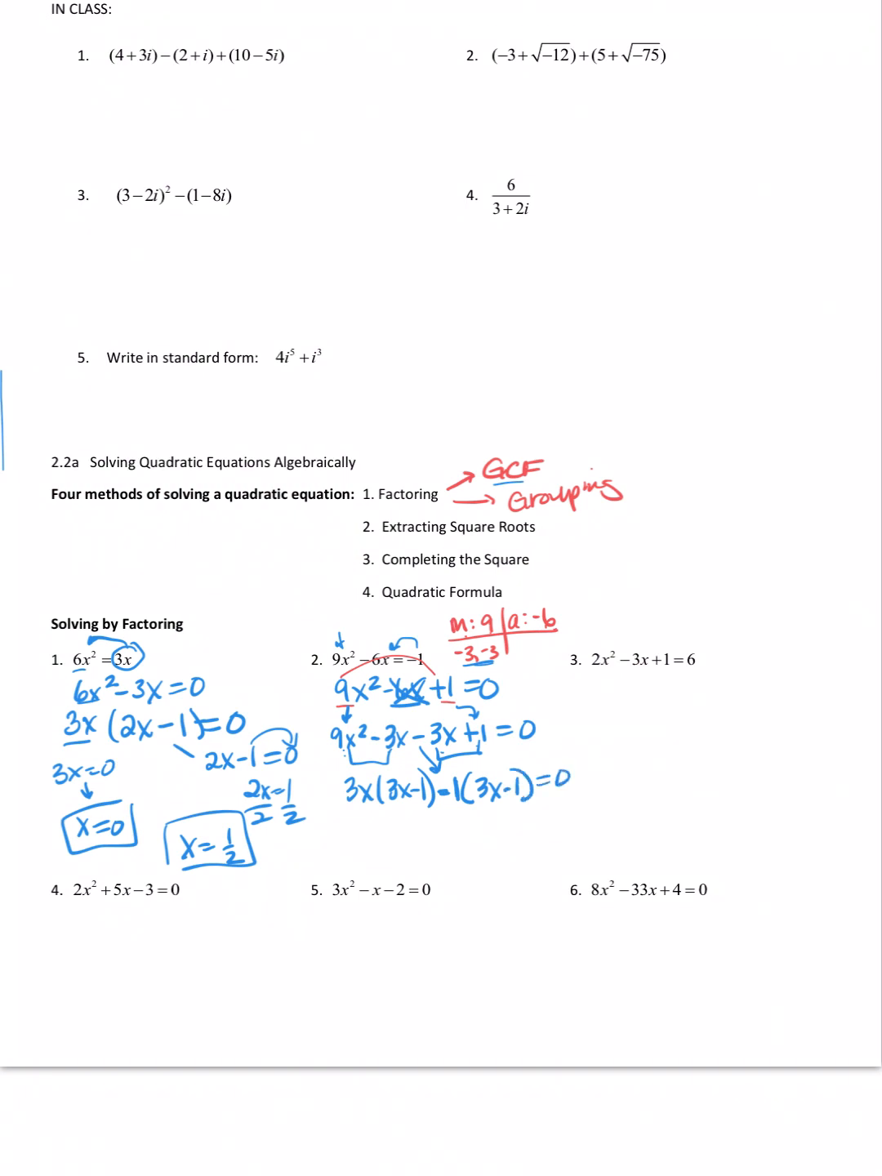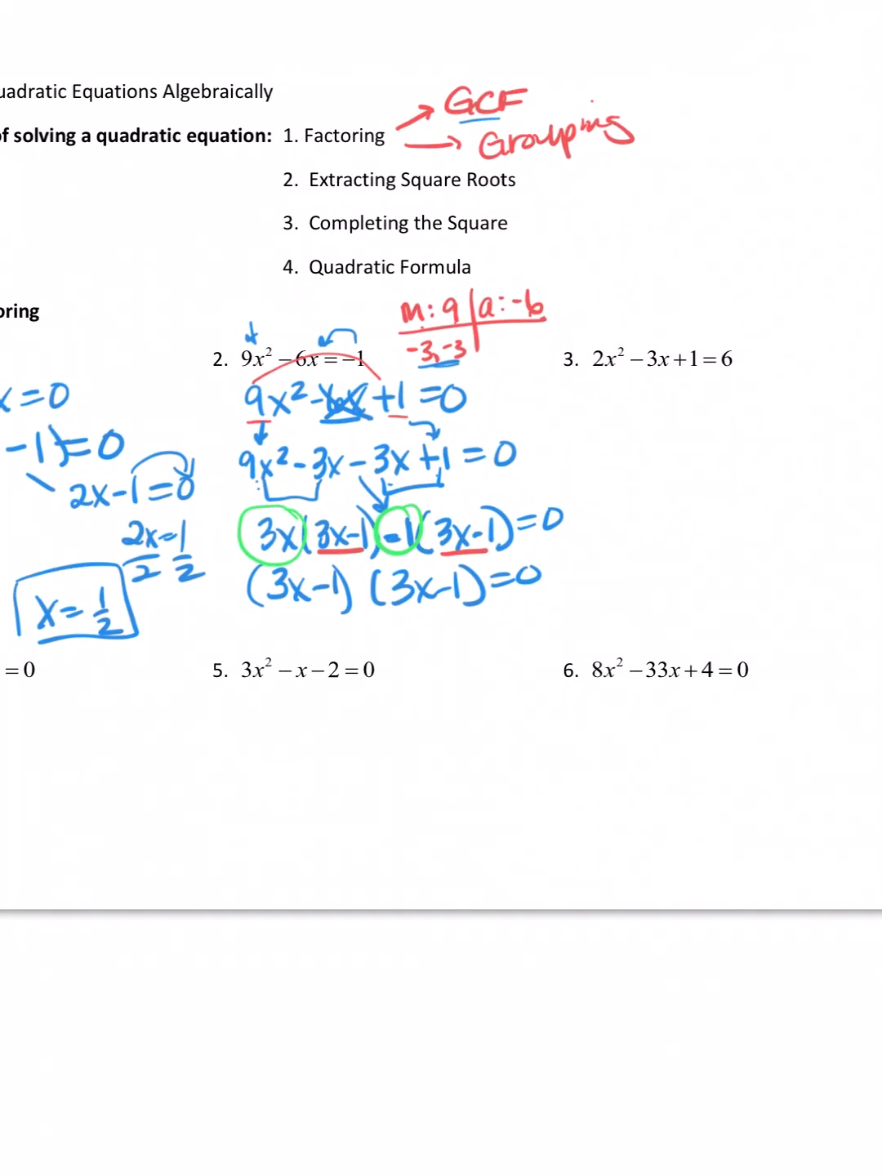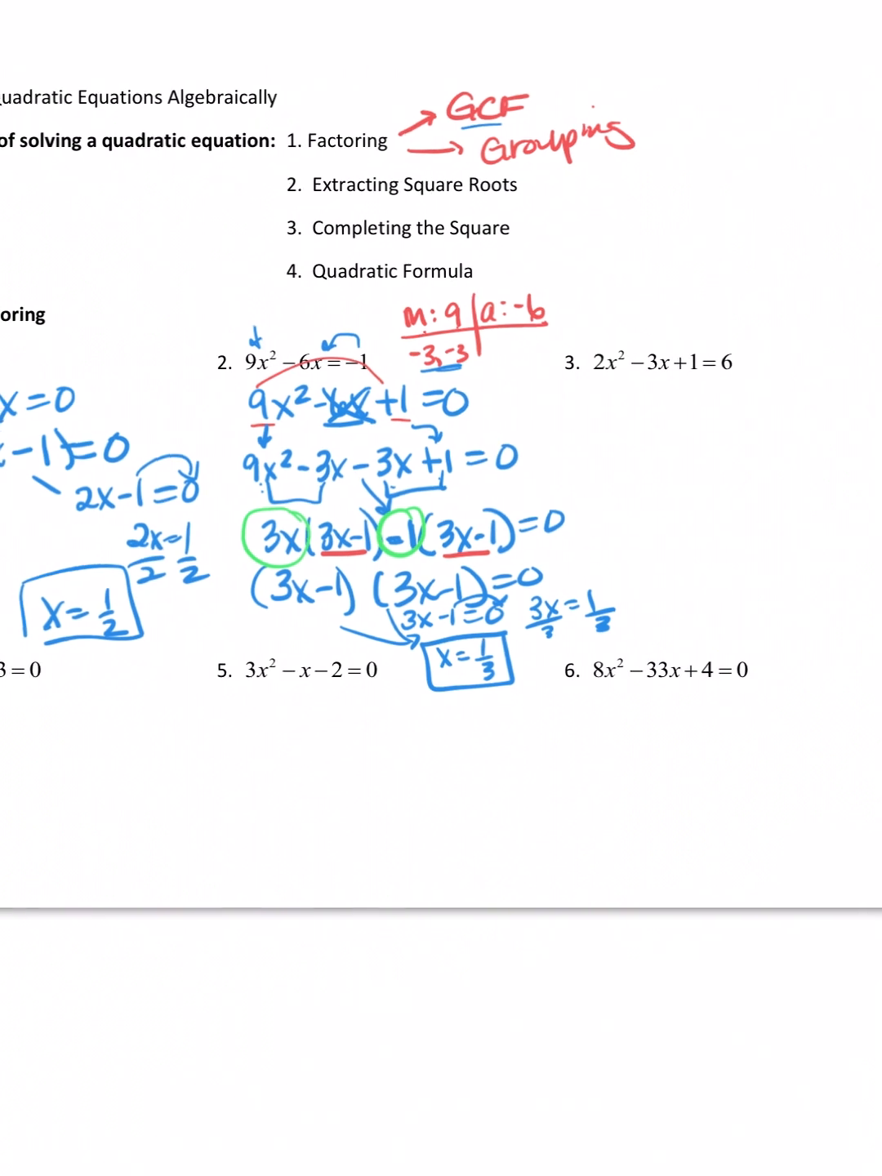Now, if you notice, this 3x minus 1 and this 3x minus 1, I can pull that out. And then look what's left over. I have 3x and a minus 1. So this is my second factor. All right, yes, they do match. So I could write it as 3x minus 1 squared. But let's just solve this for 0 real quick. Move the 1 over. So I'll have 3x equals 1. So x equals 1/3. Okay, both factors would end up with the same value since they are identical.